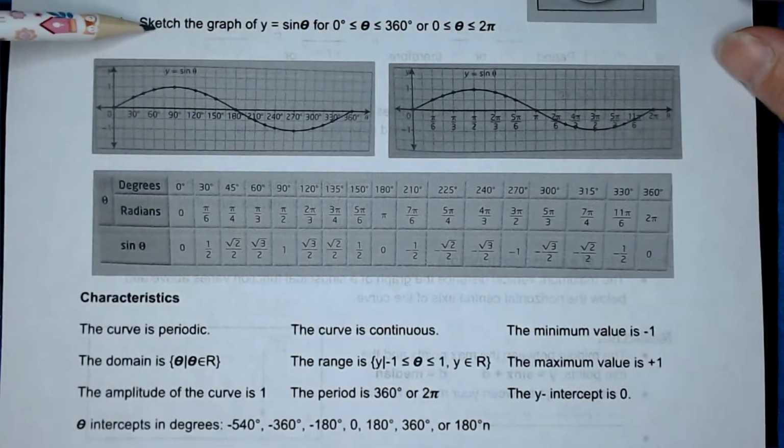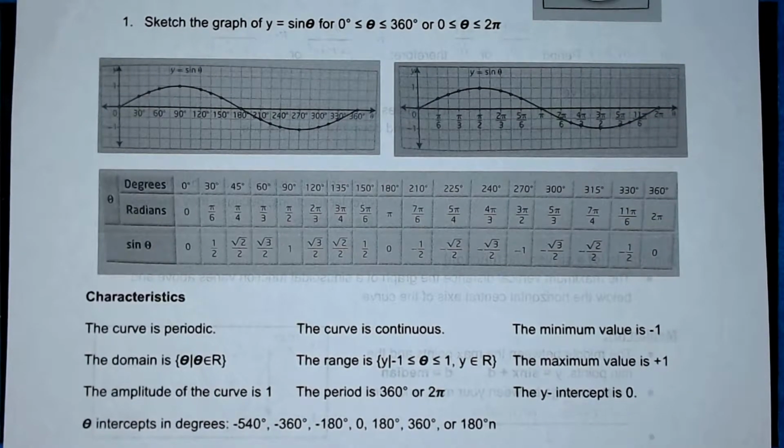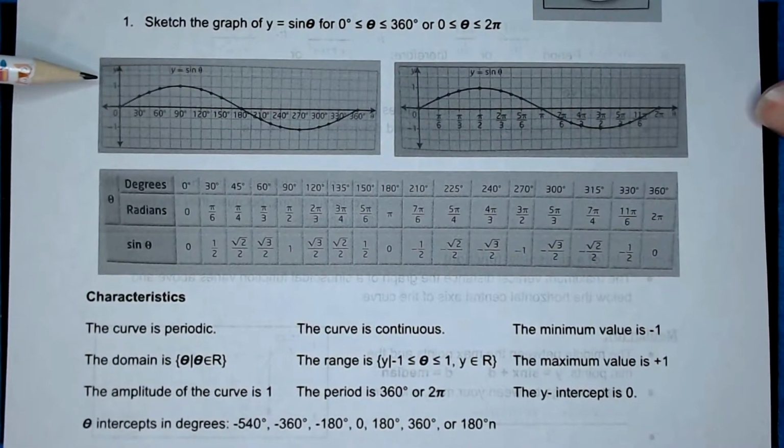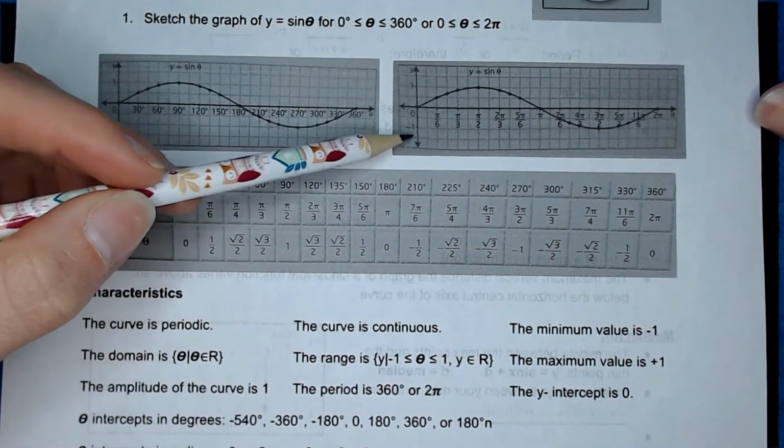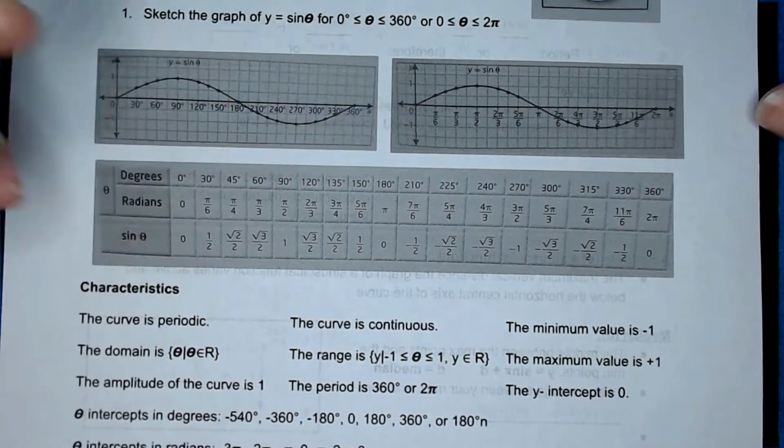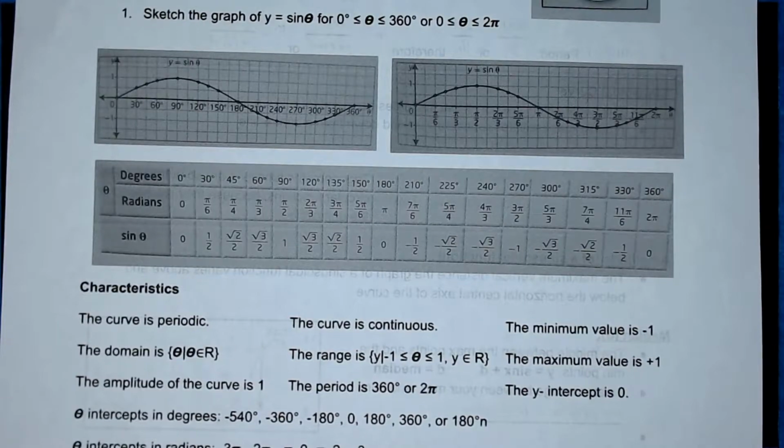So the next thing is just an example of sine theta from 0 to 360 or from 0 to 2 pi. Notice that the shape of the graph is exactly the same. Nothing changes. All that changes is degrees or radians as your intersection points to help you to graph.